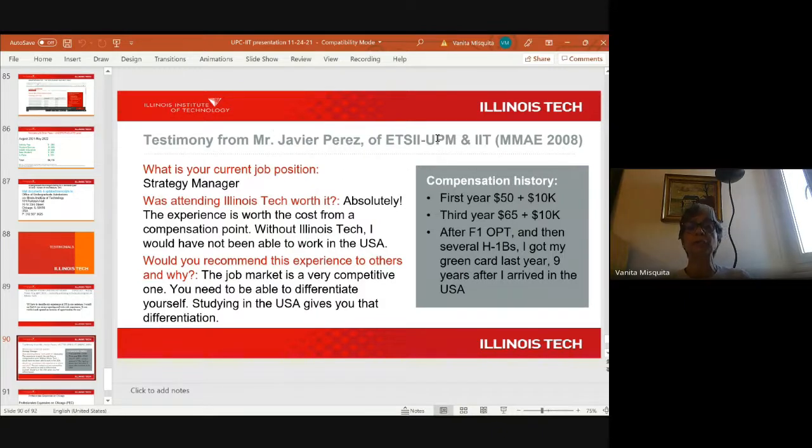Javier Perez, a student from the School of Industrial at Polytechnic Madrid, received his master's in mechanical engineering in 2008, when there was a financial crisis, but he managed to find a job. His salary was quite low at the time because of the crisis, but each year his salary increased. He mentioned the OPT, optional practical training, and after that expired, the companies sponsored him for a work visa, the H-1B. And then finally he got a green card and he's currently a strategy manager.